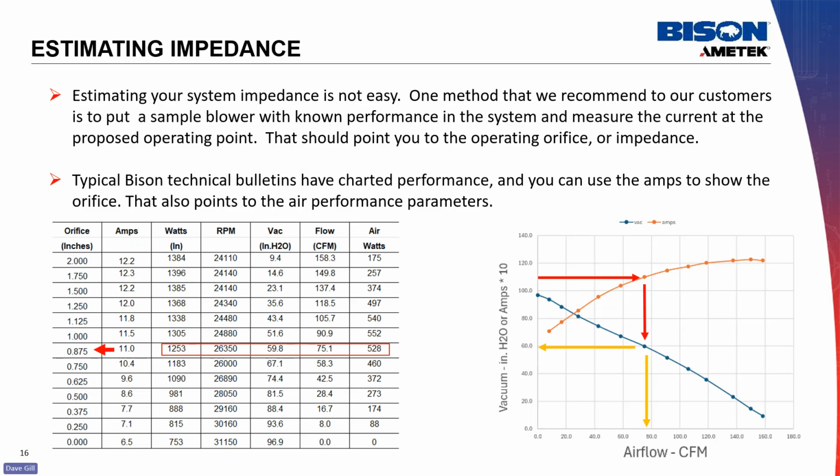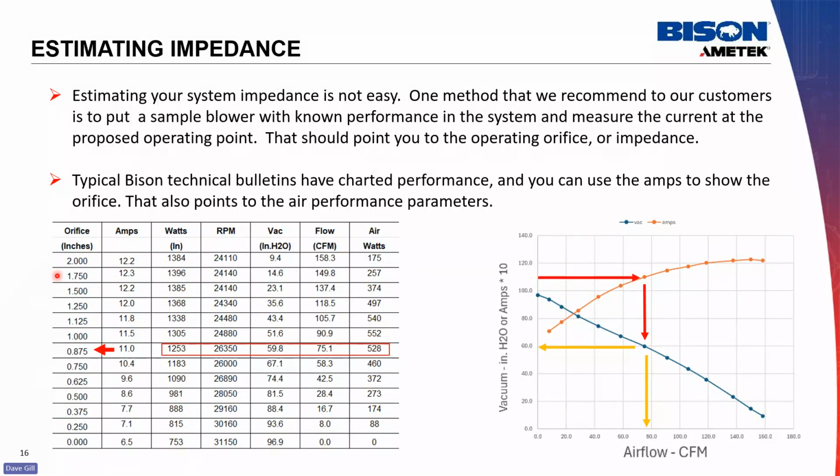Estimating impedance of a system is complex. Not only the inlet and outlet areas determine the value, it's also affected by bends, passages, path length, and other parameters. Often you can get a good idea of the impedance by using a blower with a known performance. Bison blowers have technical bulletins with typical performance for an array of orifice diameters, which are basically impedances.